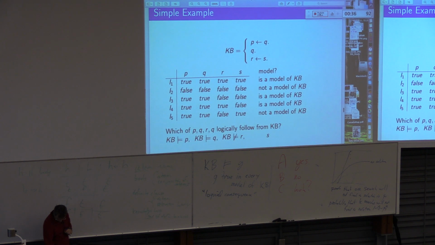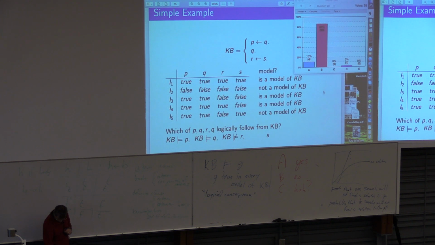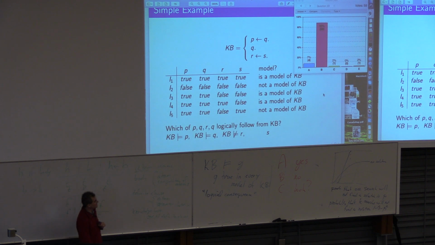What about S? Right. S is not a model. Okay, there's a model in which it's false. I3 is such a model in which it's false.